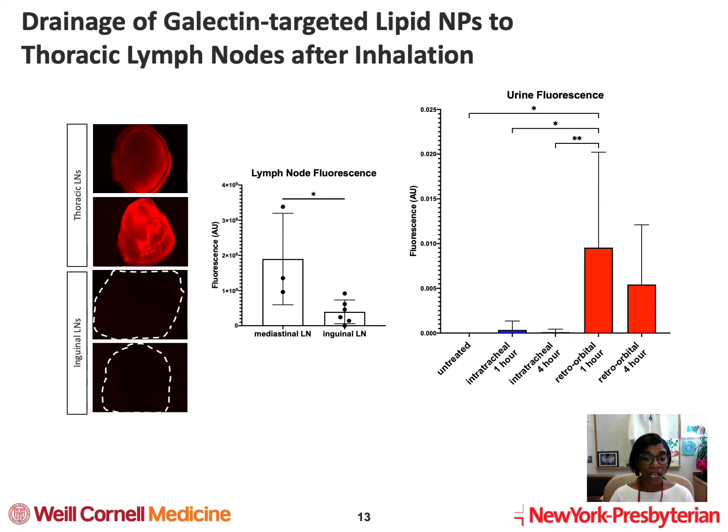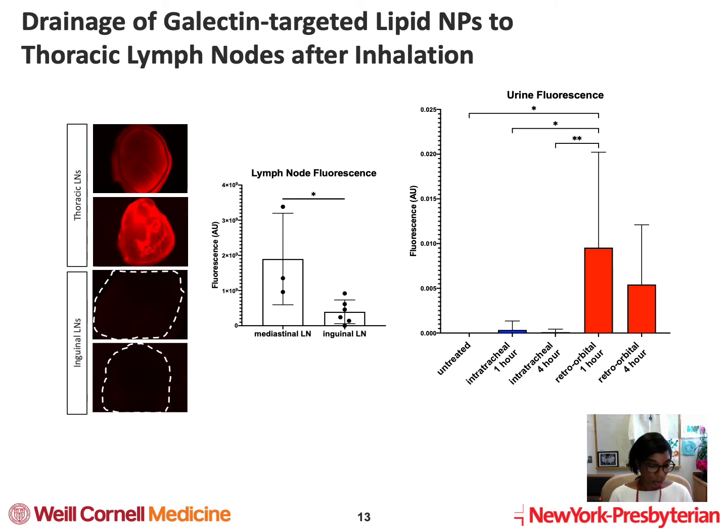And this is in contrast to if we gave the particles systemically, right? So if we just injected it into the veins via retroorbital injection, within an hour, and even actually at earlier time points, you can immediately see these nanoparticles in the systemic circulation. So these very early data really seem to suggest that the inhaled galectin-targeted lipid nanoparticles seem to stay at least within the lymphatic system, and particularly within the thoracic lymph nodes draining the lungs.